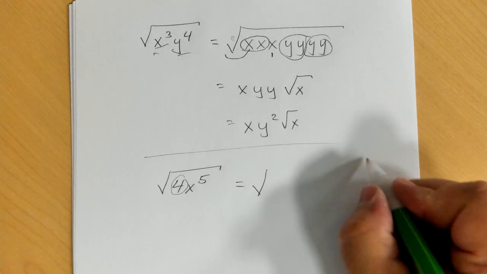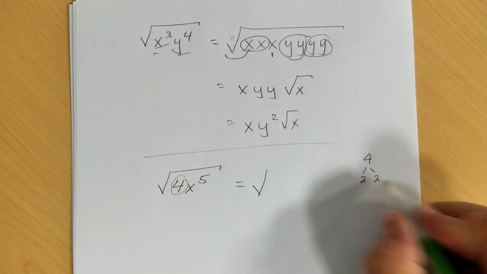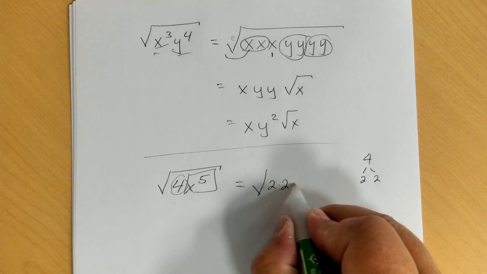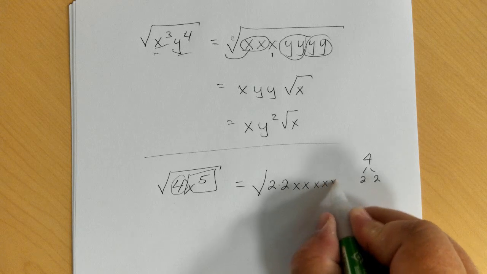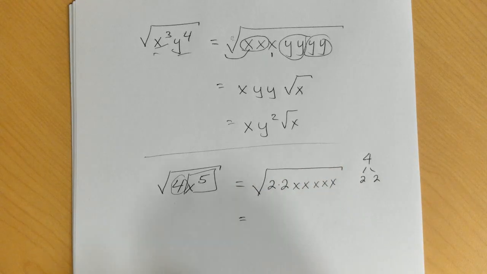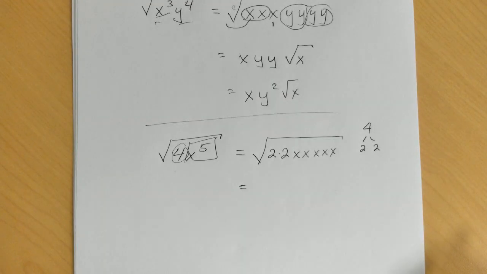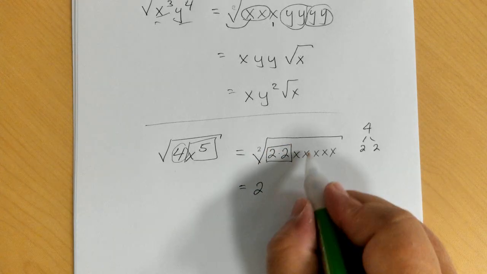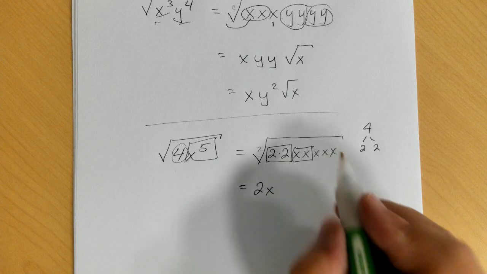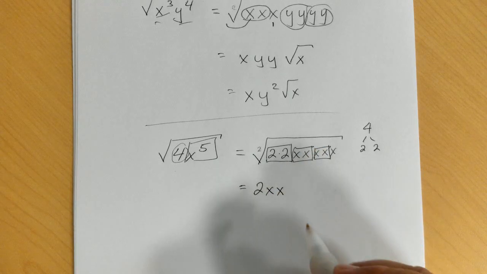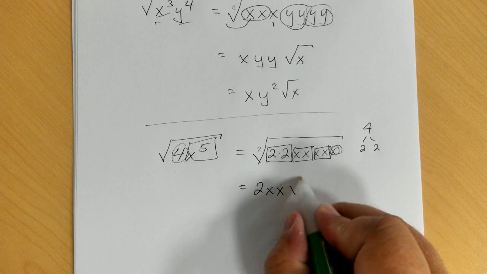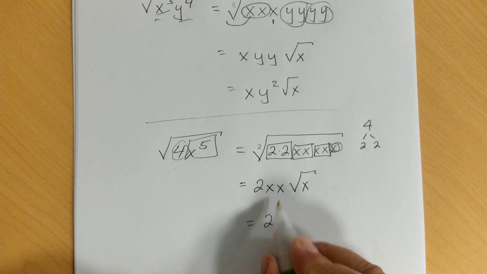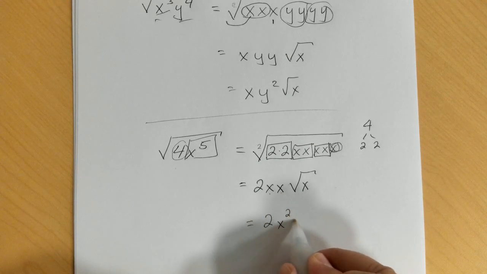Yeah, we have a number here, so we have to break it down. This is an imaginary 2, so we need a pair. Here's a pair of 2s, so it comes out. Here's a pair of x's, it comes out. Here's another pair of x's, it comes out. So that one's by itself. So the final answer is? Yes. X times x is x squared.